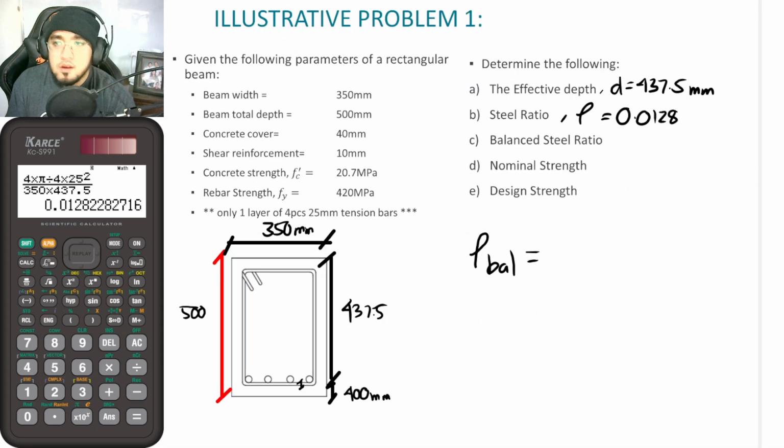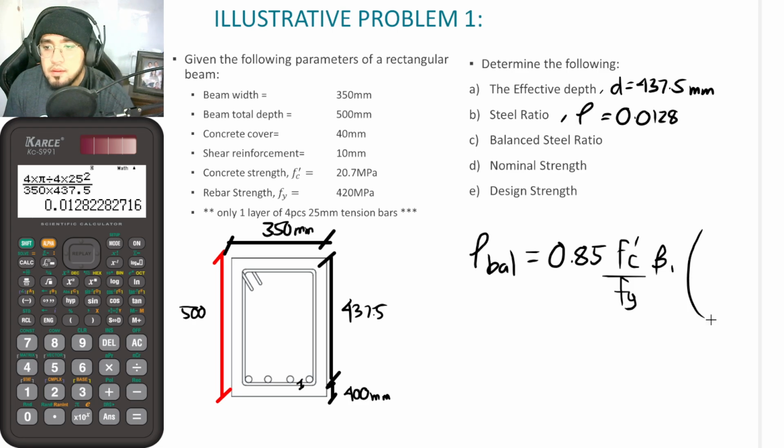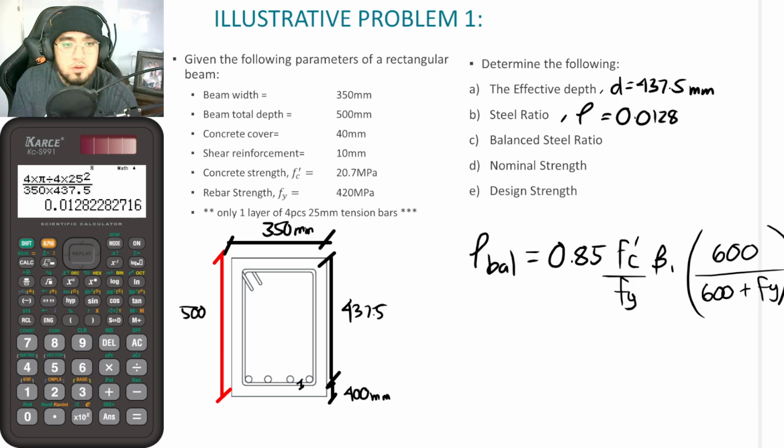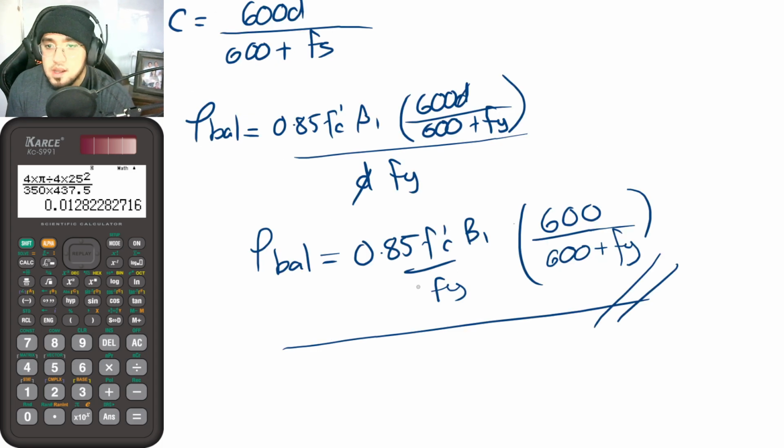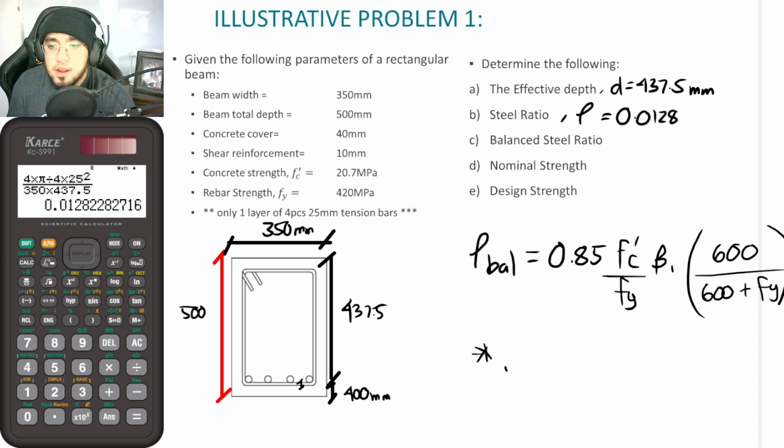So again, for rho balance, that is equal to 0.85 times F prime C divided by Fy times beta 1 times 600 over 600 plus Fy. Confirming again, this was our derivation before. But what is the value for beta 1?